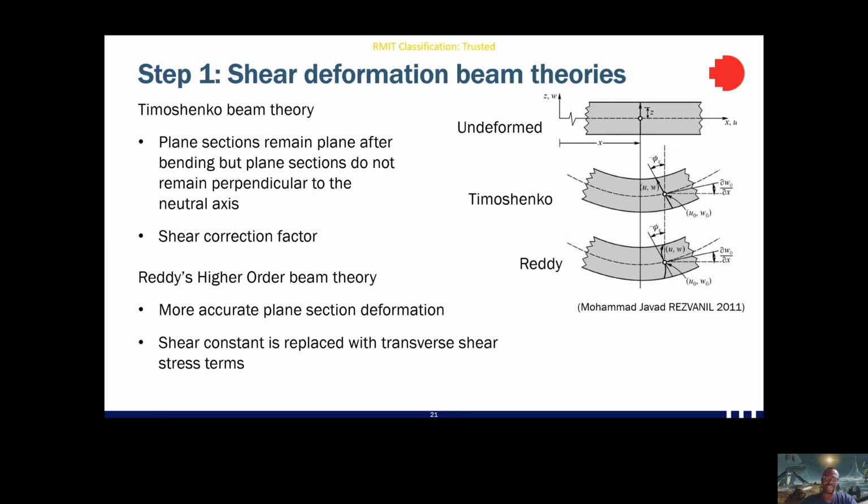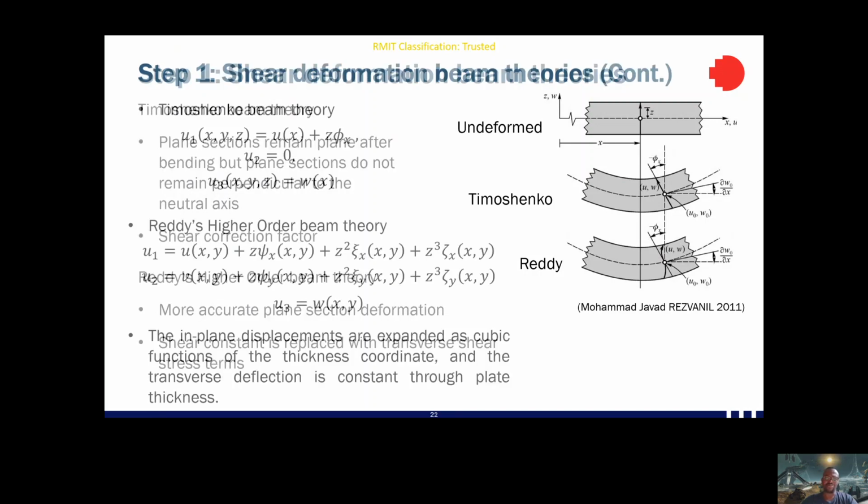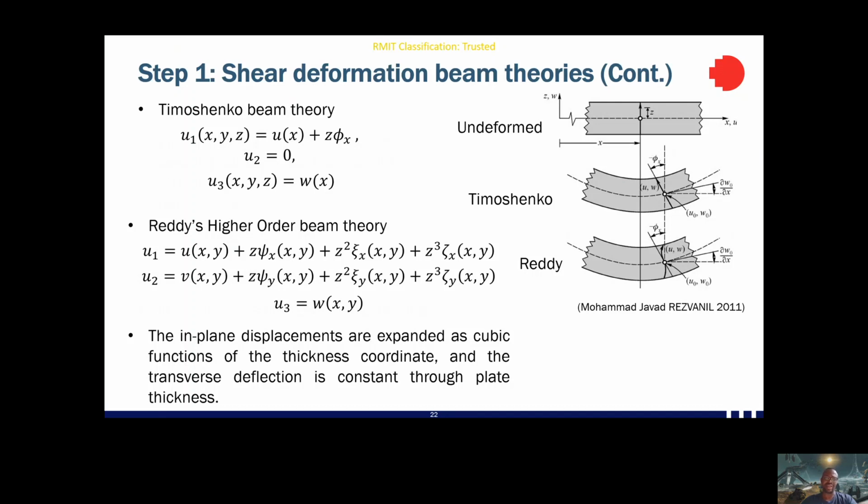It also doesn't require the shear correction factor, as there are the transverse shear stress terms, which facilitate an accurate depiction of the transverse shear stress diagram. So from the aforementioned beam theories, we can then achieve all these displacement fields.